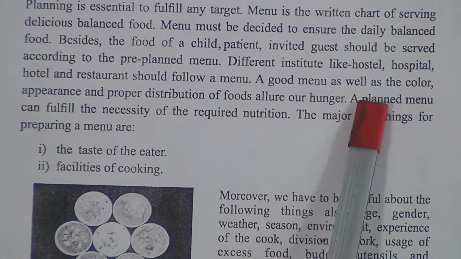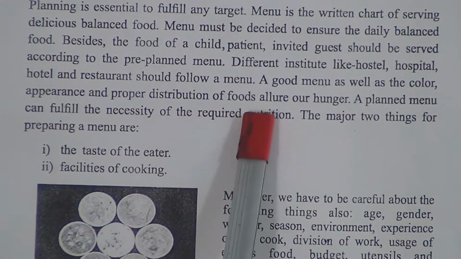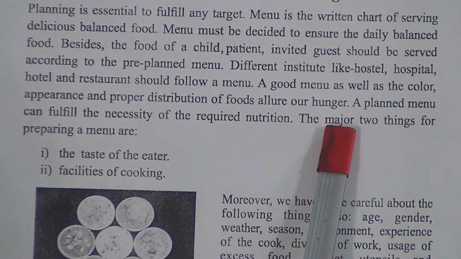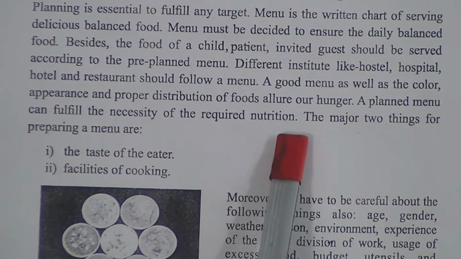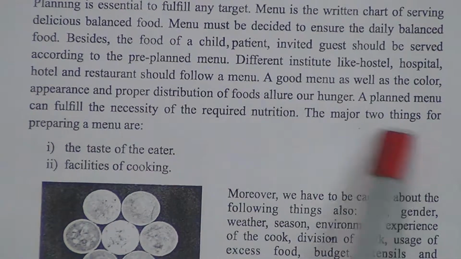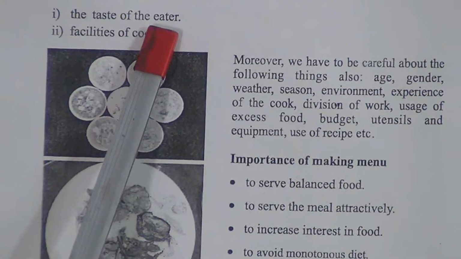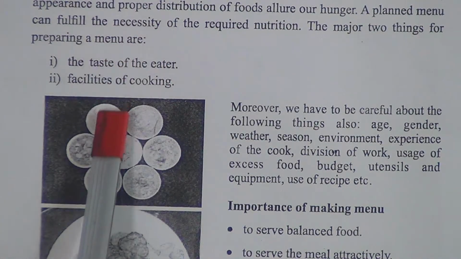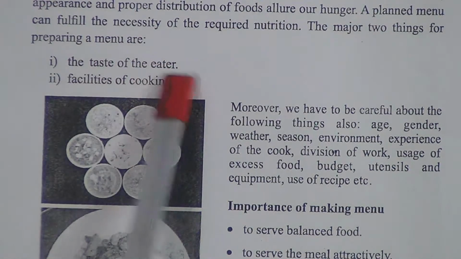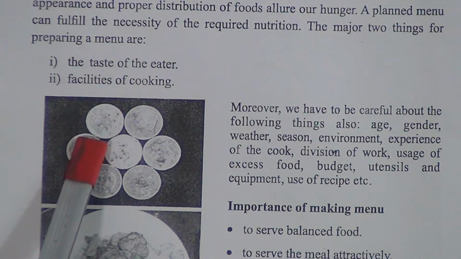A good menu, as well as the color, appearance, and proper distribution of foods, allure our hunger. A planned menu can fulfill the necessity of the required nutrition. The major two things for preparing our menu are the taste of the eater and the facilities of cooking. So, keeping in mind the taste of the eater and facilities of cooking, we can prepare a menu for the person.